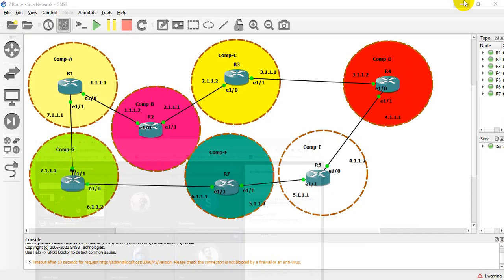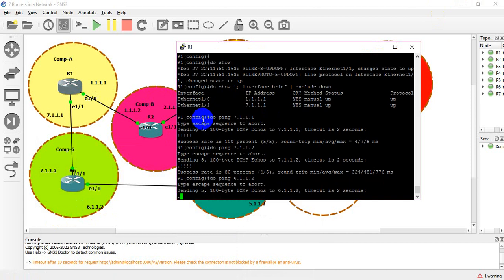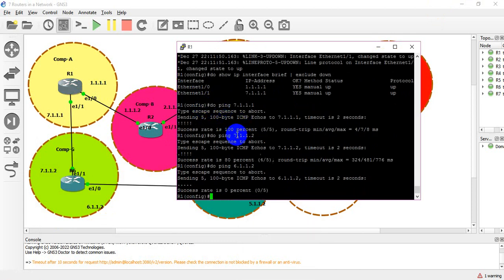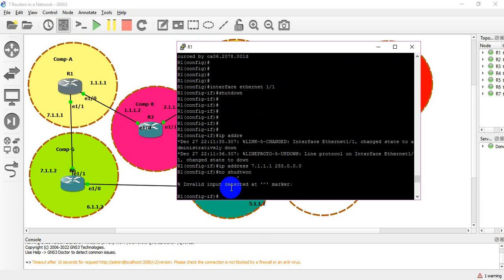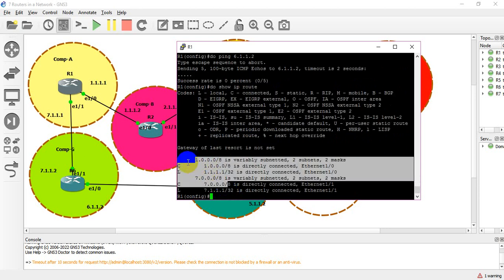So now let's continue. Look at this. It will not ping. Let me tell you practically. If I want to ping this port 6.1.1.2, it will not ping. As you can see, it cannot ping because the sixth network is not available in its routing table. As you can check here in the routing table, let me show you. Success rate is 0%. Why? Because if you check the routing table, the sixth network is not available. That's why it cannot work.